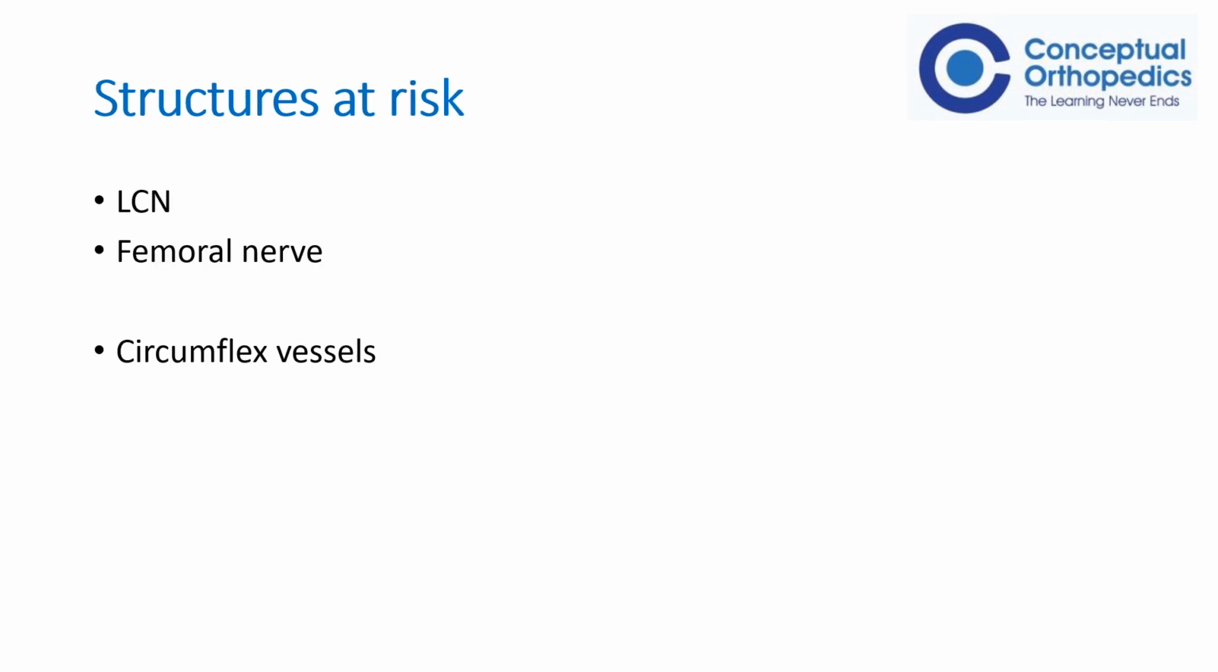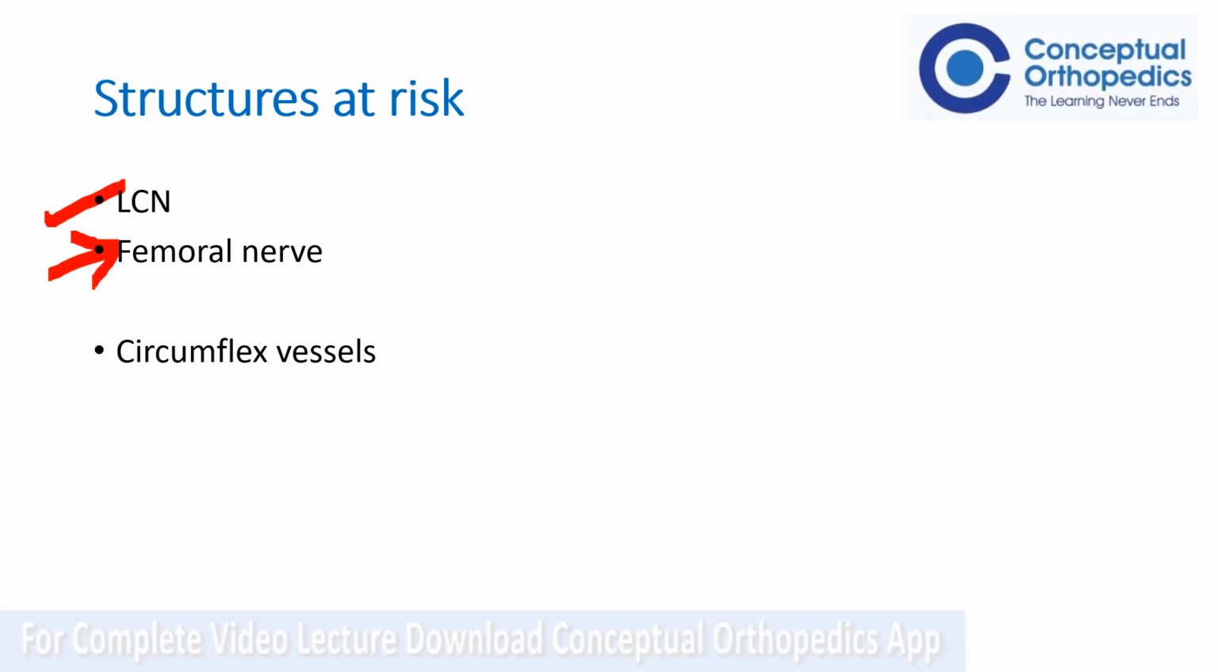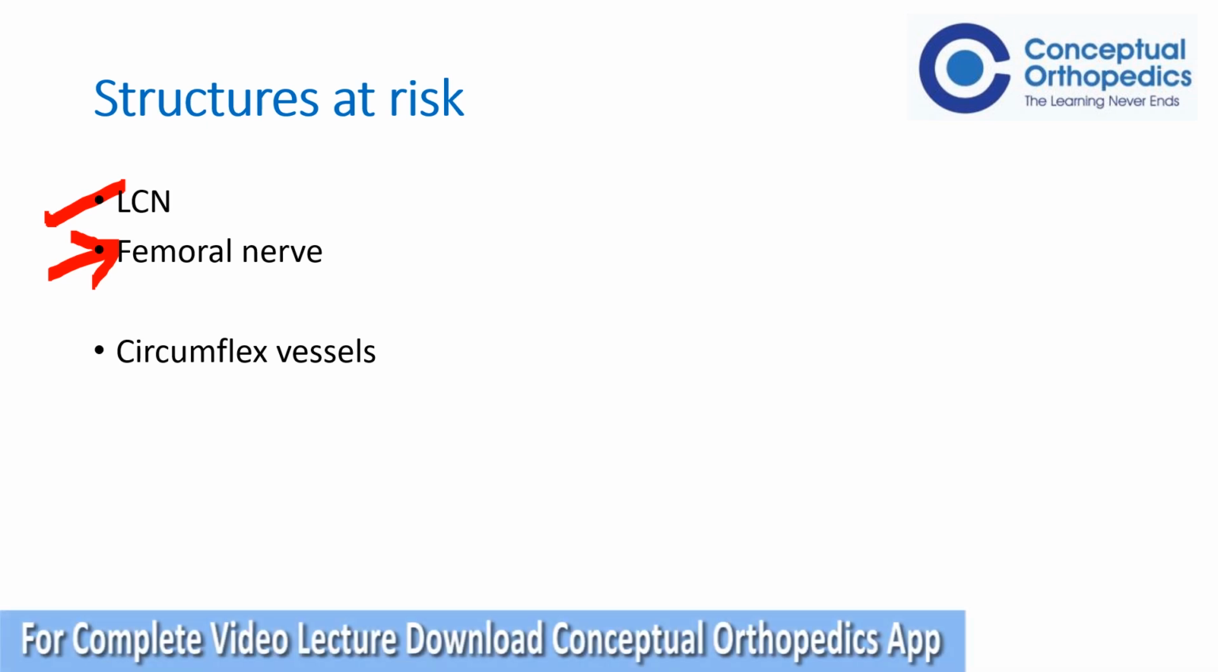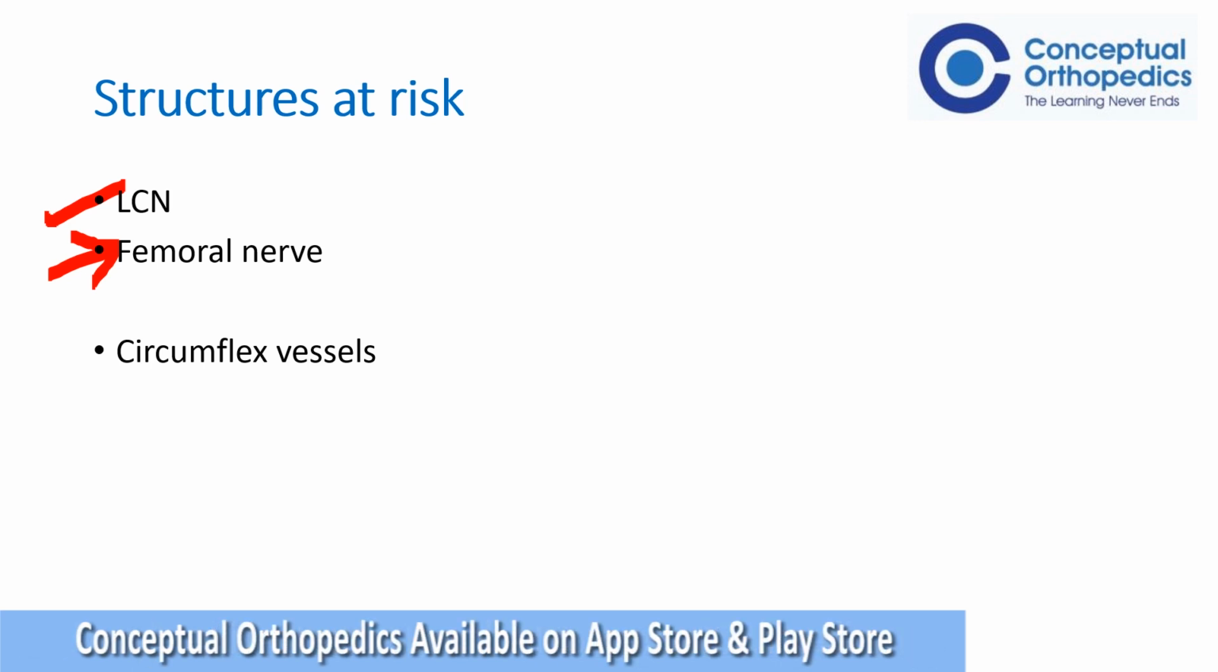As was seen, the structure that is at biggest risk is the lateral cutaneous nerve of thigh, which if damaged could lead to meralgia paresthetica. The femoral nerve could also be damaged, especially if the appropriate plane is not followed and dissection is carried out medial to the sartorius. Also, during placing of retractors, it can stretch the nerve leading on to neuropraxia.